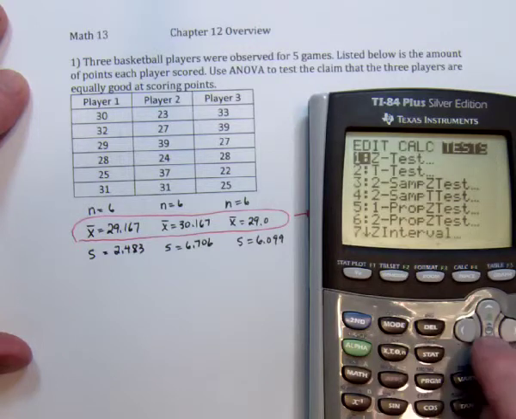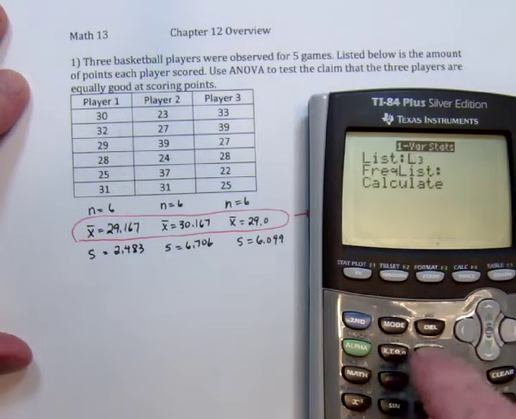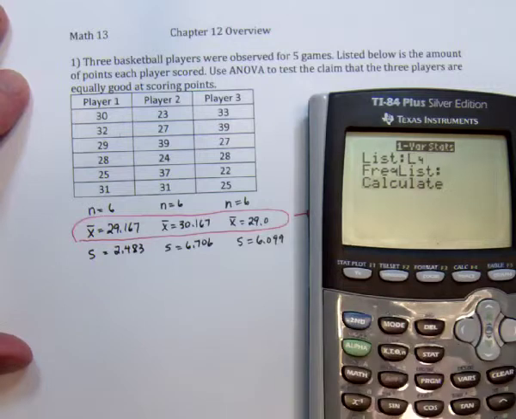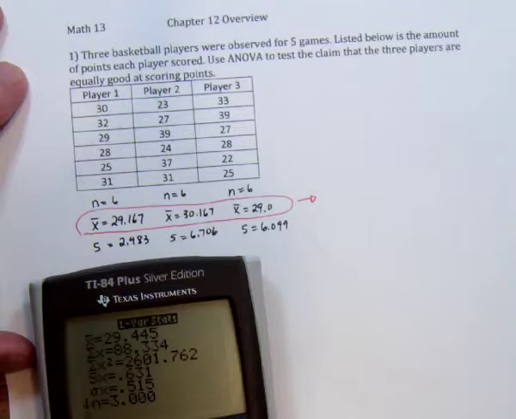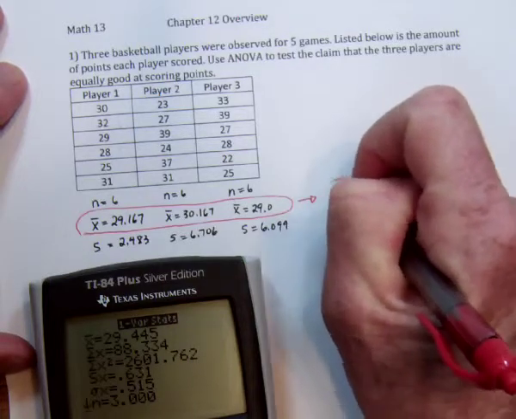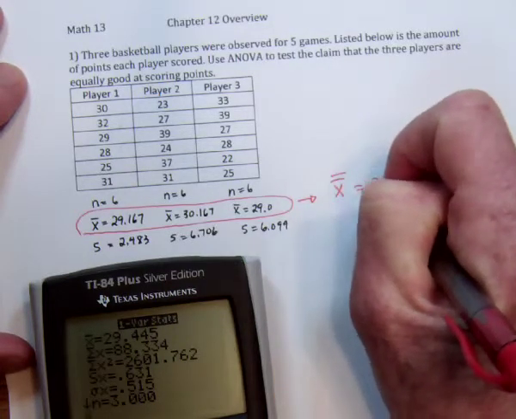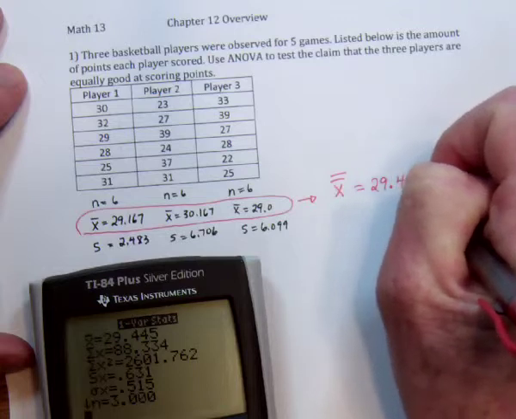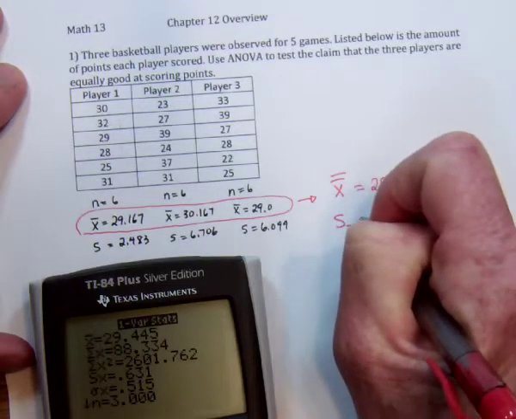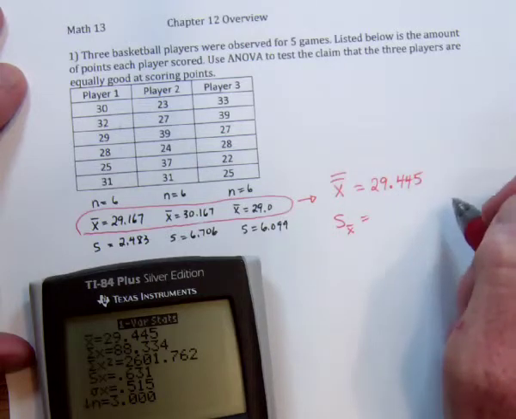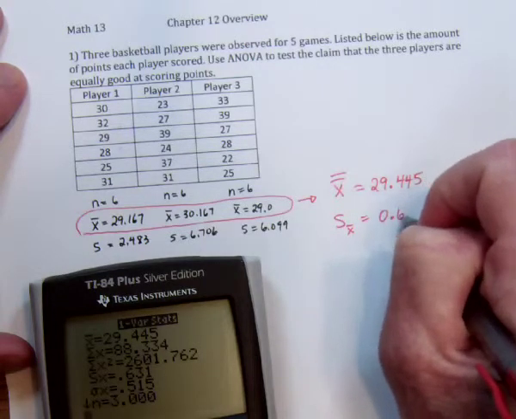And then if you find the mean and standard deviation for list 4, that means that the overall average, which is called x bar bar, is 29.445, and then the standard deviation of the x bars, S, is equal to 0.631.